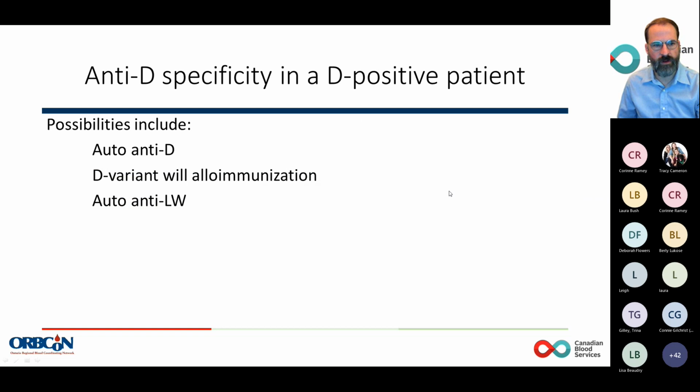So when we look back at this and we think about what the specificity is, it's an anti-D specificity in a D positive patient. And so again, we went through some of the possible explanations, which would be an auto anti-D antibody, a D variant, sort of the typo there with alloimmunization, or an auto anti-LW.